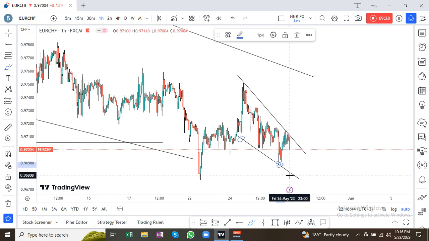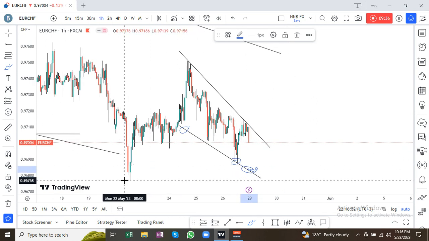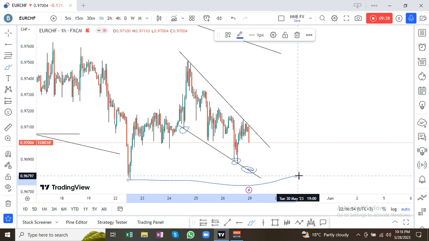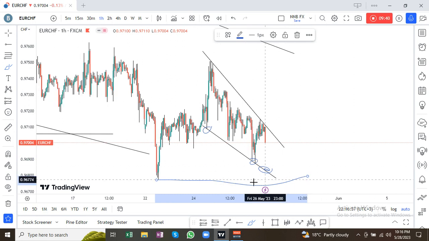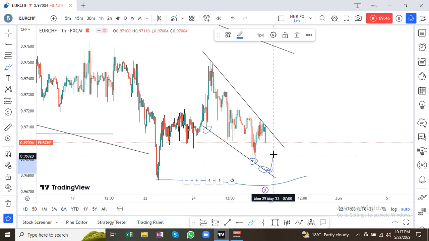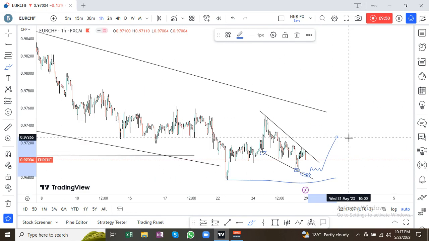So Monday or Tuesday, I'll wait for the market to come back down to this area. It might form a double bottom, or it might not even get to the double bottom. It might just get to the third touch and impulse up, form a correction, and continue.